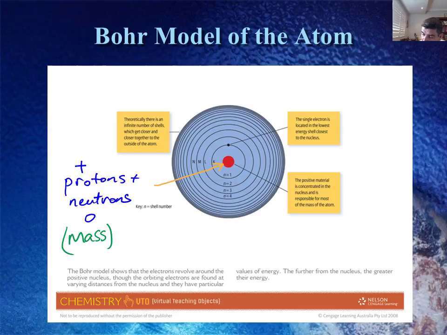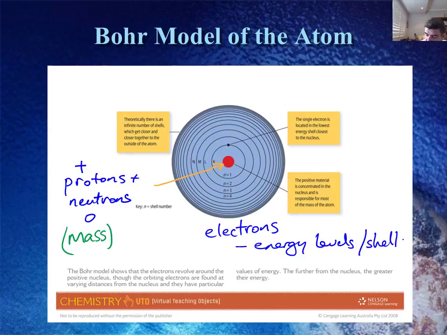Nevertheless, we find that they are distributed around the outside of the nucleus. The electrons are around the outside in energy levels, sometimes called shells or orbits, and these have particular characteristics. We do note, for example, that there are only two electrons in the first energy shell, the n equals 1 shell, 8 electrons in the next one, and so on.